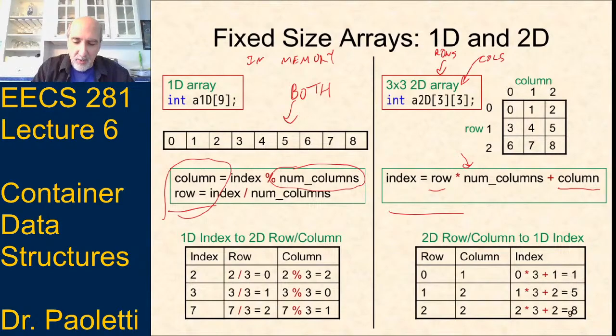When I'm talking about the number of columns, I'm talking about this value right there. That's always the number of columns for these formulas. We have to know it to be able to do the math. So I can convert from a row number and a column number into a one-dimensional index using that formula. So I could actually treat a 1D as a 2D, treat a 2D as a 1D.